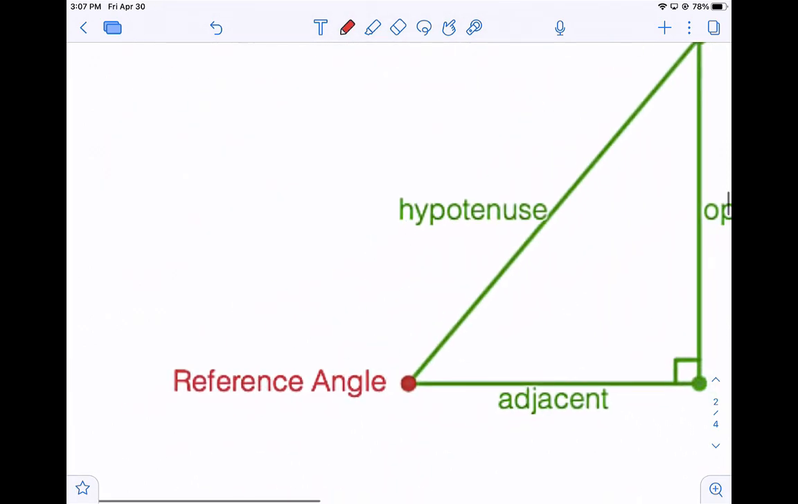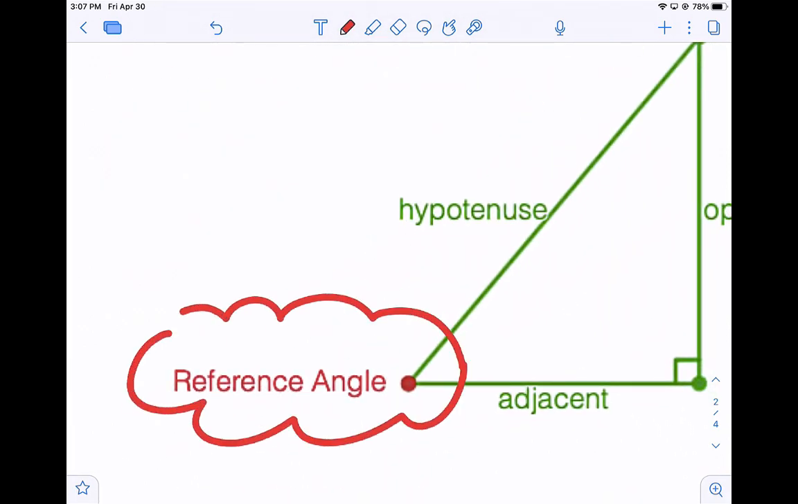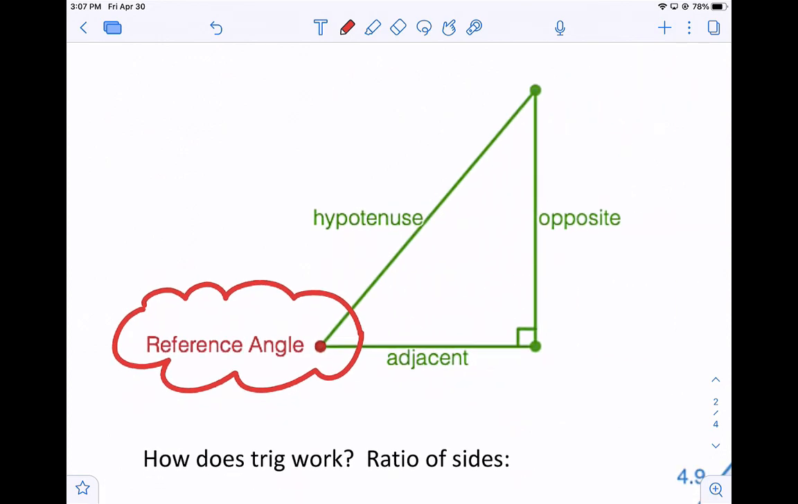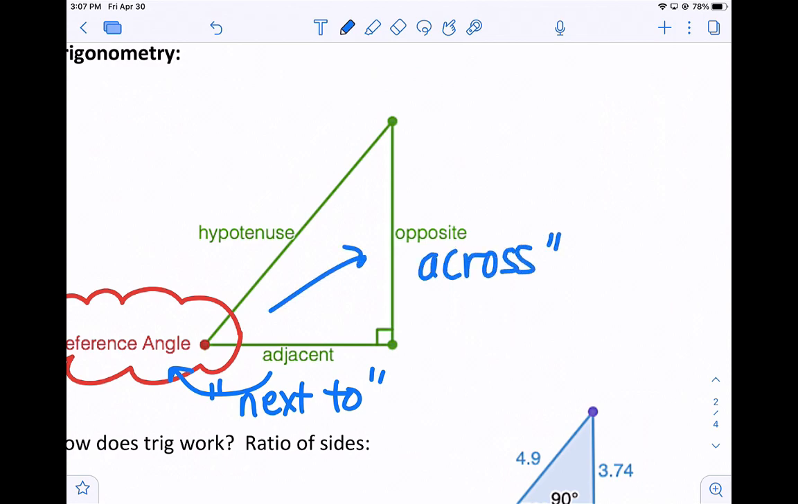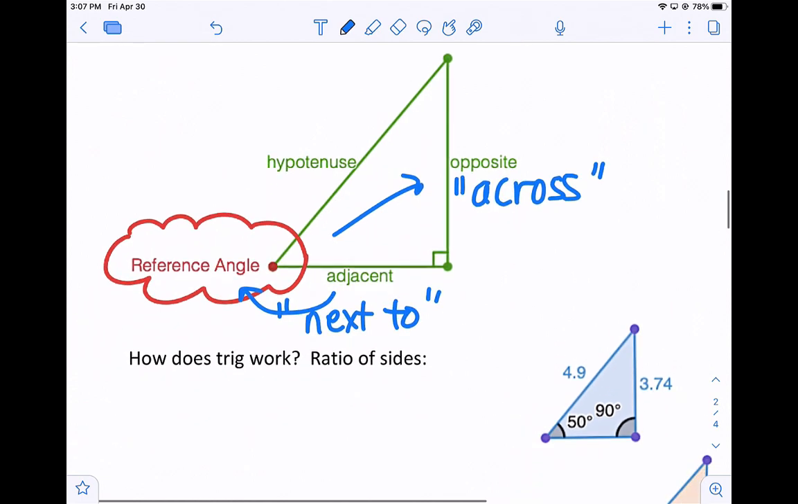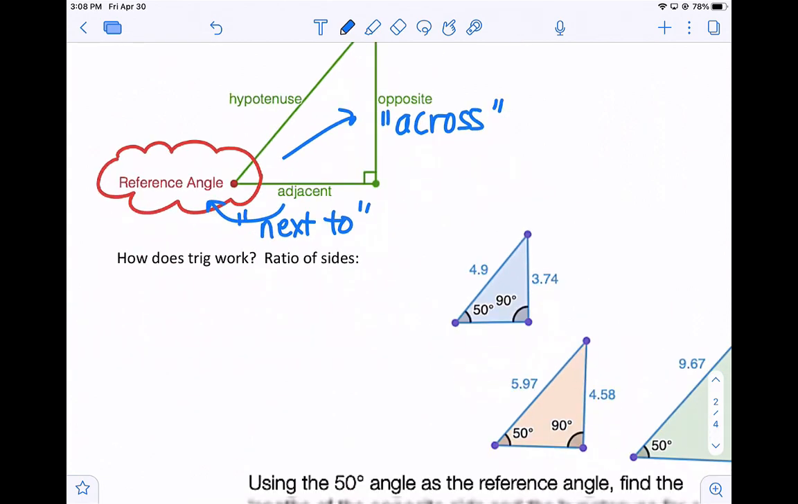I'm going to be using these words today. One is reference angle. It's the angle that we're looking at. We're going to choose an angle that's not a 90-degree angle, so there are two angles in here I could choose. Then we have the hypotenuse, the longest side of the triangle. We have the adjacent side, which means right next to or neighboring the reference angle. And then we have the opposite, which means it's the side that's across from our reference angle. So adjacent, next to; opposite, across.